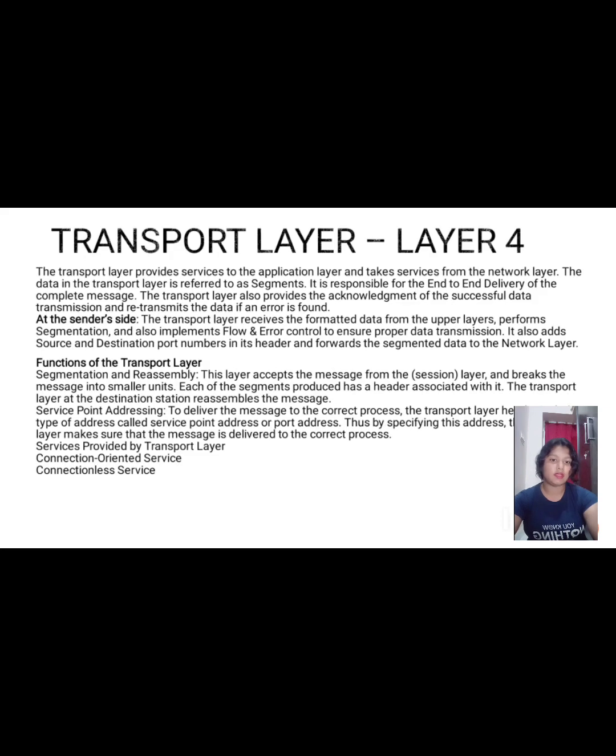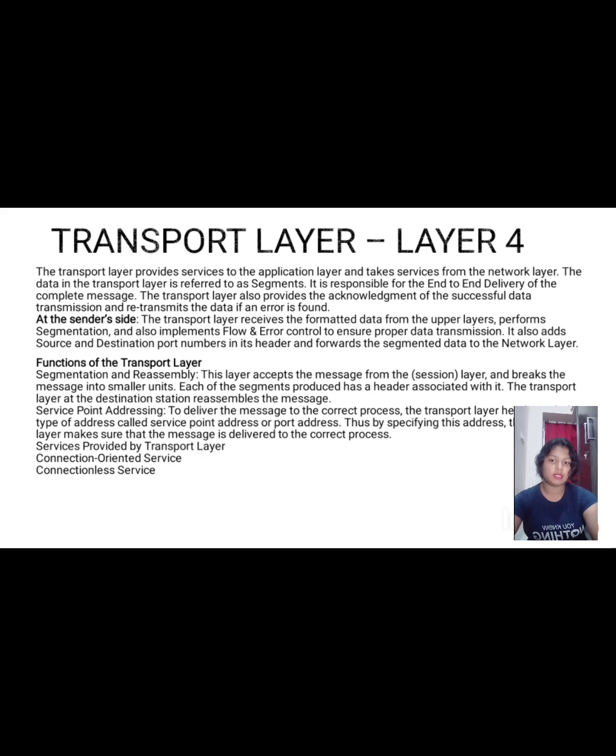Fourth one, the transport layer. The transport layer provides services to the application layer and takes services from the network layer. The data in the transport layer is referred to as segments. It is responsible for the end-to-end delivery of the complete message. The transport layer also provides the acknowledgement of successful data transmission and retransmits the data if an error is found.